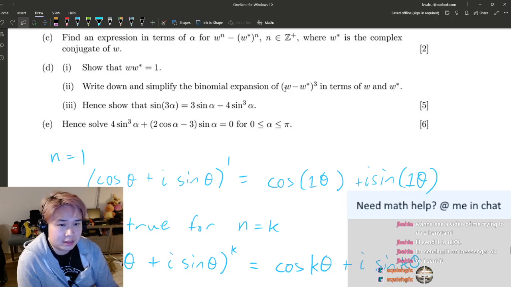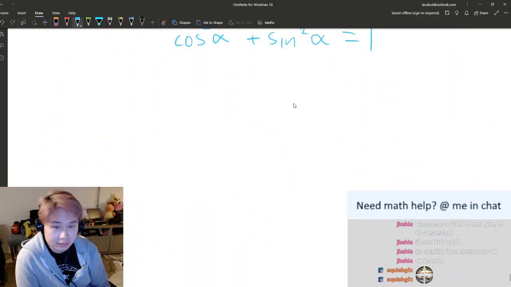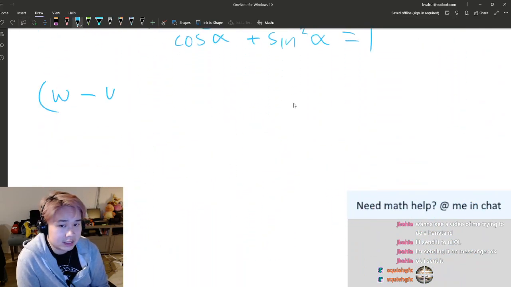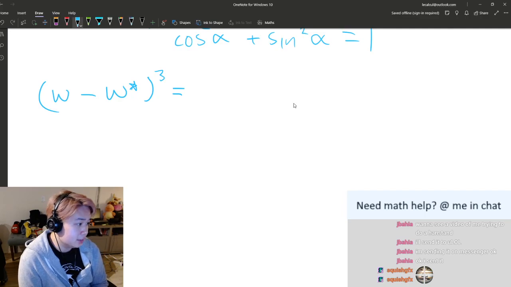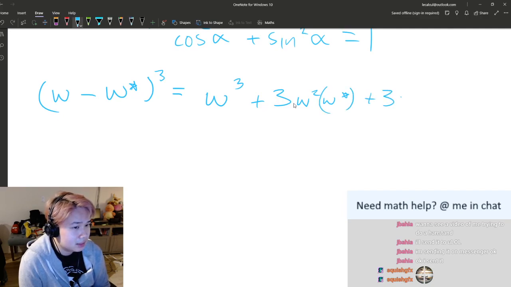Now we need to write down and simplify this binomial expansion. So this is w minus w conjugate, cubed. And at an HL level, you should be able to expand this out fairly quickly. This is w cubed plus 3 w squared w conjugate plus 3 w conjugate squared plus w conjugate cubed.